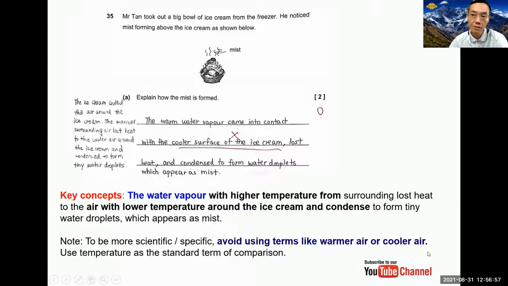However, if your child or your students may be weaker in memorizing, it can be simplified by saying the warmer water vapor from the surrounding lost heat to the cooler air around the ice cream and condensed to form tiny water droplets, as being demonstrated here through the answer key.